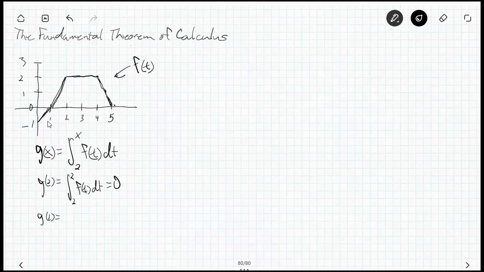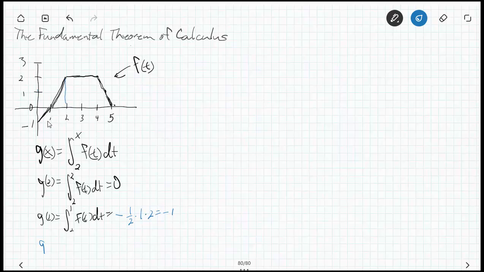How about g of 1? What would g of 1 be? Well, g of 1 would be the integral from 2 to 1 of f of t dt. And if we look at this guy, let's take a close look. I'm going from right to left and the function is positive, which means that the integral itself, while the area is going to be 1 wide by 2 high, this triangle that has a base of 1 and a height of 2, the area is going to be positive, but the integral itself is going to be negative. So it's going to be negative 1/2 times 1 times 2, which is negative 1.